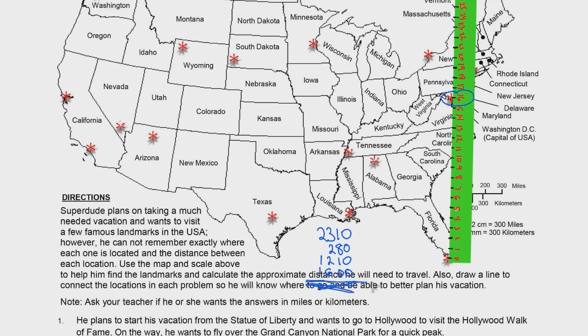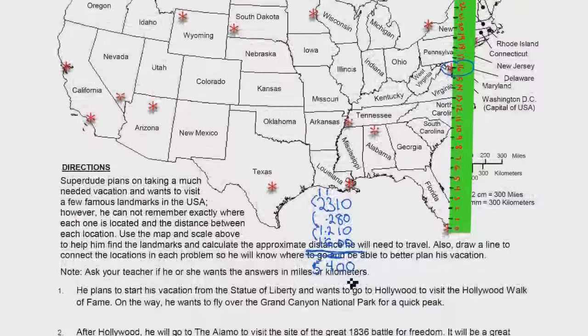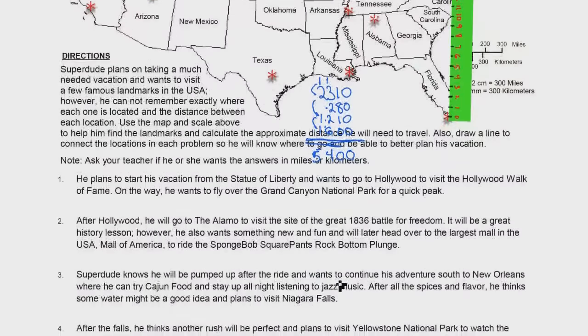Hopefully you can see that. Sorry about that, I wrote in the writing. So we got 0 plus 0 plus 0 plus 0 is 0. 1 plus 8 plus 1 is 10. Carry the 1. 1 plus 3 is 4. Plus 2 is 6. Plus 2 is 8. Plus 6 is 14. Carry the 1. And 1 plus 2 is 3. Plus 1 is 4. Plus 1 is 5. So we get approximately 5,400 kilometers. So we come down here and we write 5,400 kilometers.